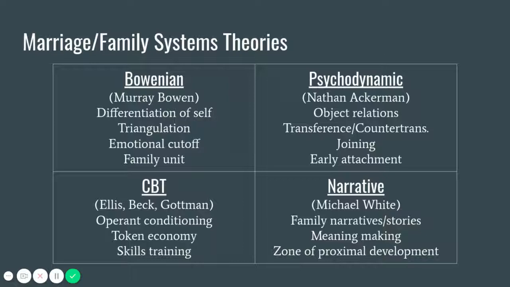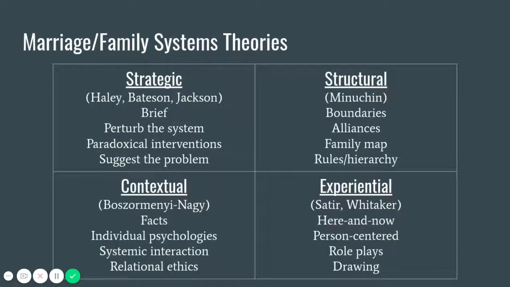And then narrative family therapy would be similar to individual, but talking about family narratives and stories, meaning making, and the idea of the zone of proximal development, which is the idea of where the family system could be without help versus where the family system could be with help. Then we have these four, which I think are really distinctive in technique, and so I wanted to look at these side by side: strategic, structural, contextual, and experiential.